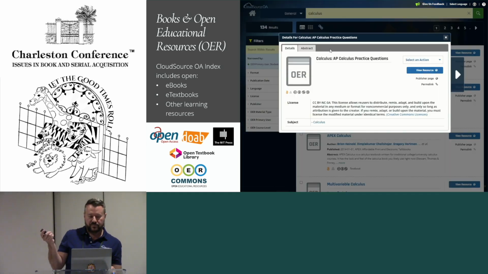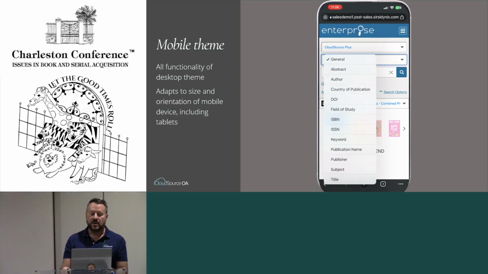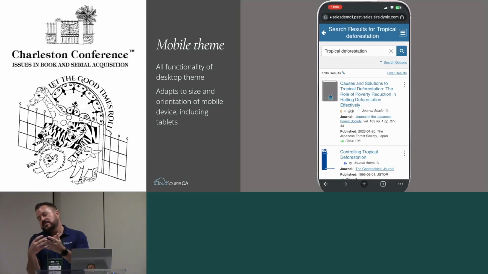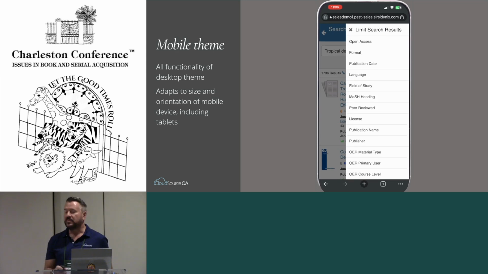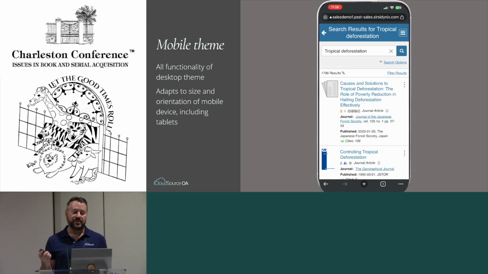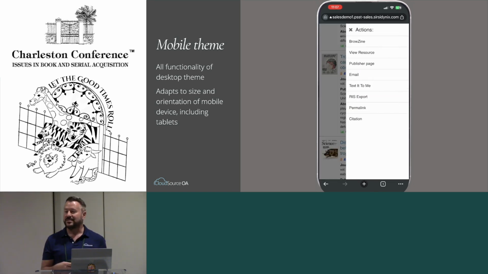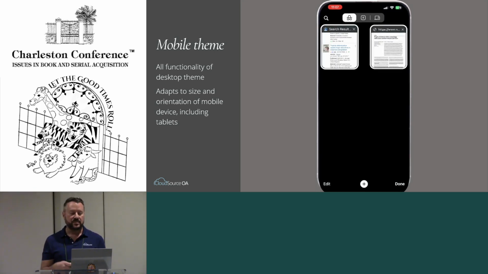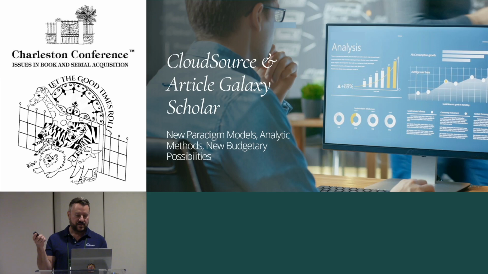So let me skip ahead. Everything we do in CloudSource is rendered on a mobile theme that's responsive to your device, whether you're using a smartphone or a tablet, regardless of the orientation. It's going to be displayed nicely in a mobile theme. So every single feature is available in the mobile CSS, and everything is accessible and tested using VPATs and WCAG compliant. I forget the latest version, but we can give you details on that.